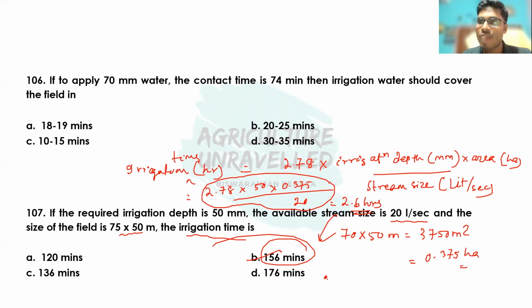What is the time required for irrigation water to reach the end of the furrow from the farm channel? Okay, farm channel to end of the furrow. So the time requirement we can also calculate by this quarter rule.